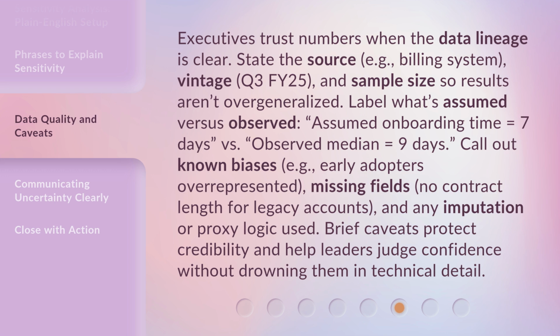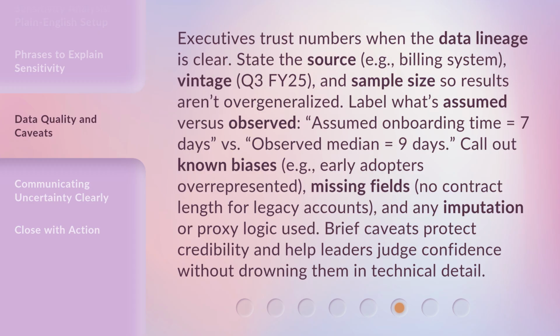Executives trust numbers when the data lineage is clear. State the source, e.g., billing system, vintage, Q3 FY25, and sample size so results aren't overgeneralized. Label what's assumed versus observed. Assumed onboarding time equals 7 days versus observed median equals 9 days.